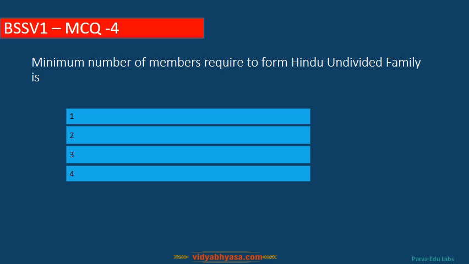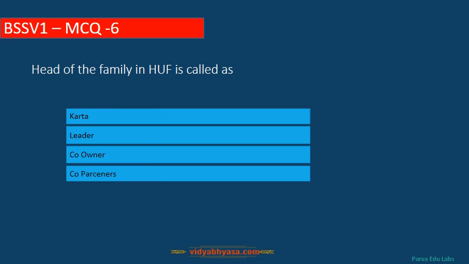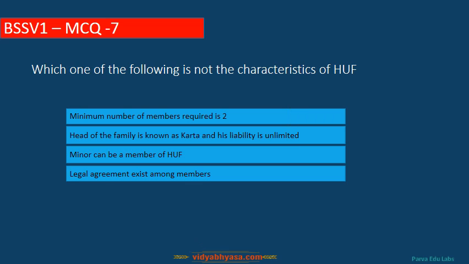The minimum number of members required to form a Hindu undivided family is 2. Name the two schools of thought in Hindu undivided family: Dayabaga and Mitakshara. The head of the family in HUF is called Karta. Which of the following is not a characteristic of HUF? Minimum number of members required is 2. Head of the family is known as Karta and his liability is unlimited. Minor can be a member of HUF. Legal agreement exists among members. The last one, legal agreement exists among members, is not a part of HUF's characteristics.